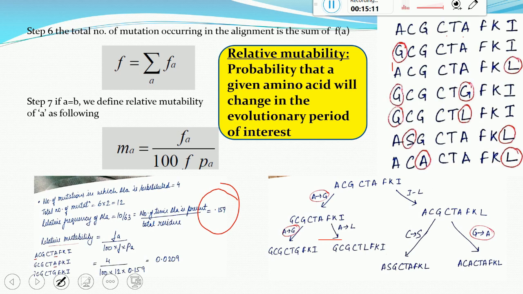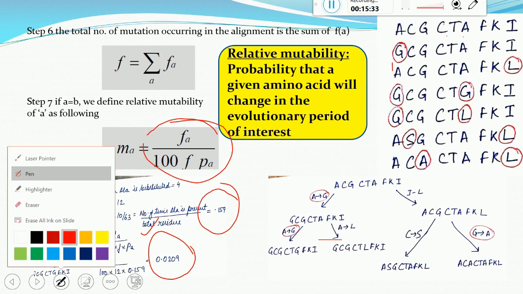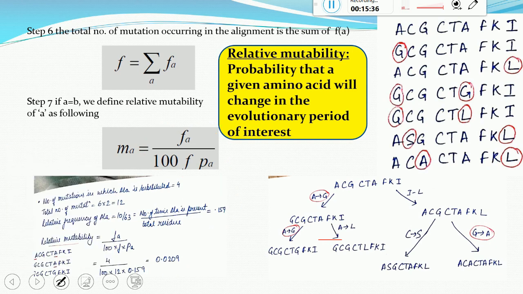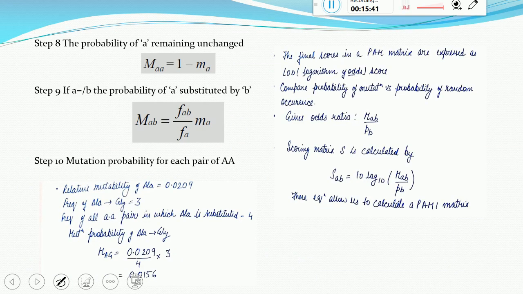Now we have to calculate the relative mutability of alanine. The relative mutability of alanine will be calculated by this formula. Now we have FA, we have PA, and we also have F. F is the total number of mutations. So from this formula we can calculate: FA is 400, F is 12, and PA is 0.159. So the relative mutability of alanine is 0.0209. So we have finished calculating relative mutability. Now the next step is the probability of A remaining unchanged, which will be denoted as MAA is equal to 1 minus MA.